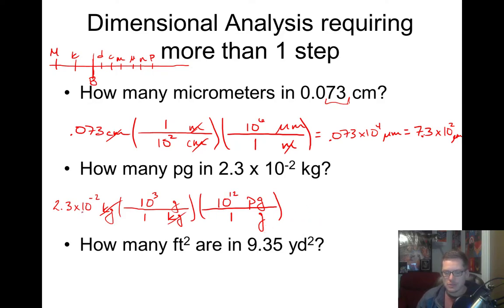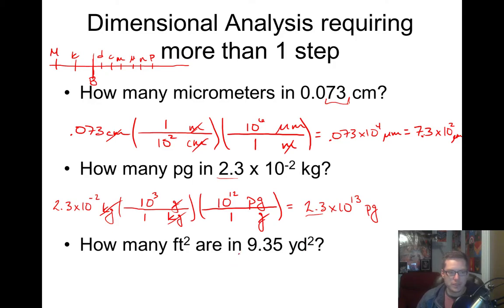So this becomes 2.3 times 10 to the minus second times 10 to the third, because our grams cancel, times 10 to the 12th. So this would be 2.3 times 10 to the minus second times 10 to the 15th, which is 2.3 times 10 to the 13th picograms. And check our sig figs. This guy's got 2. Our answer's got 2.